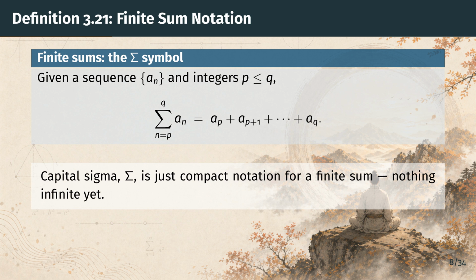Two points are worth stressing. First, the notation is purely cosmetic. It stands for an ordinary finite sum and nothing more. Second, that finite sum interpretation is exactly why it matters. Once we let q run off to infinity in a moment, the same symbol will pivot from shorthand into the central object of the section, the infinite series.